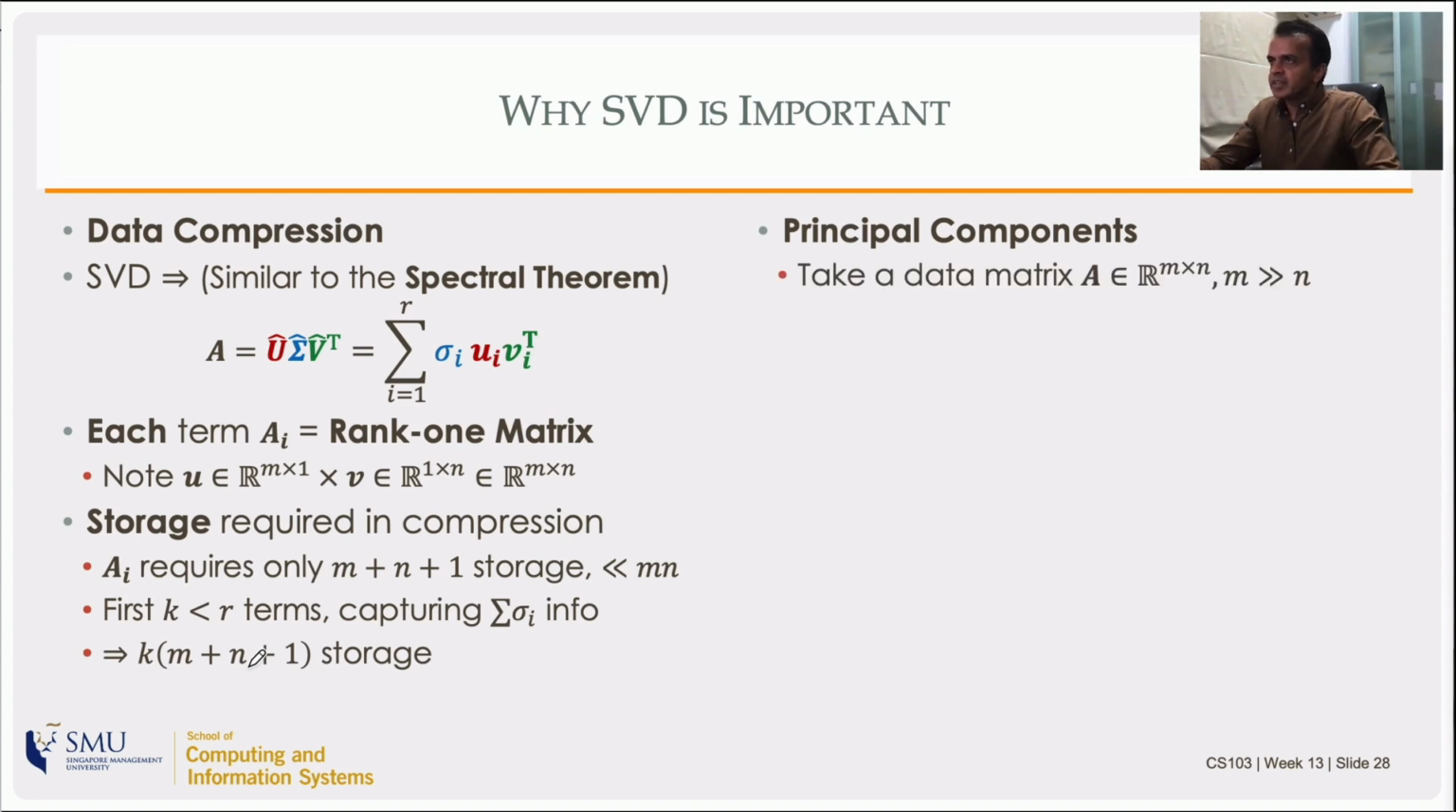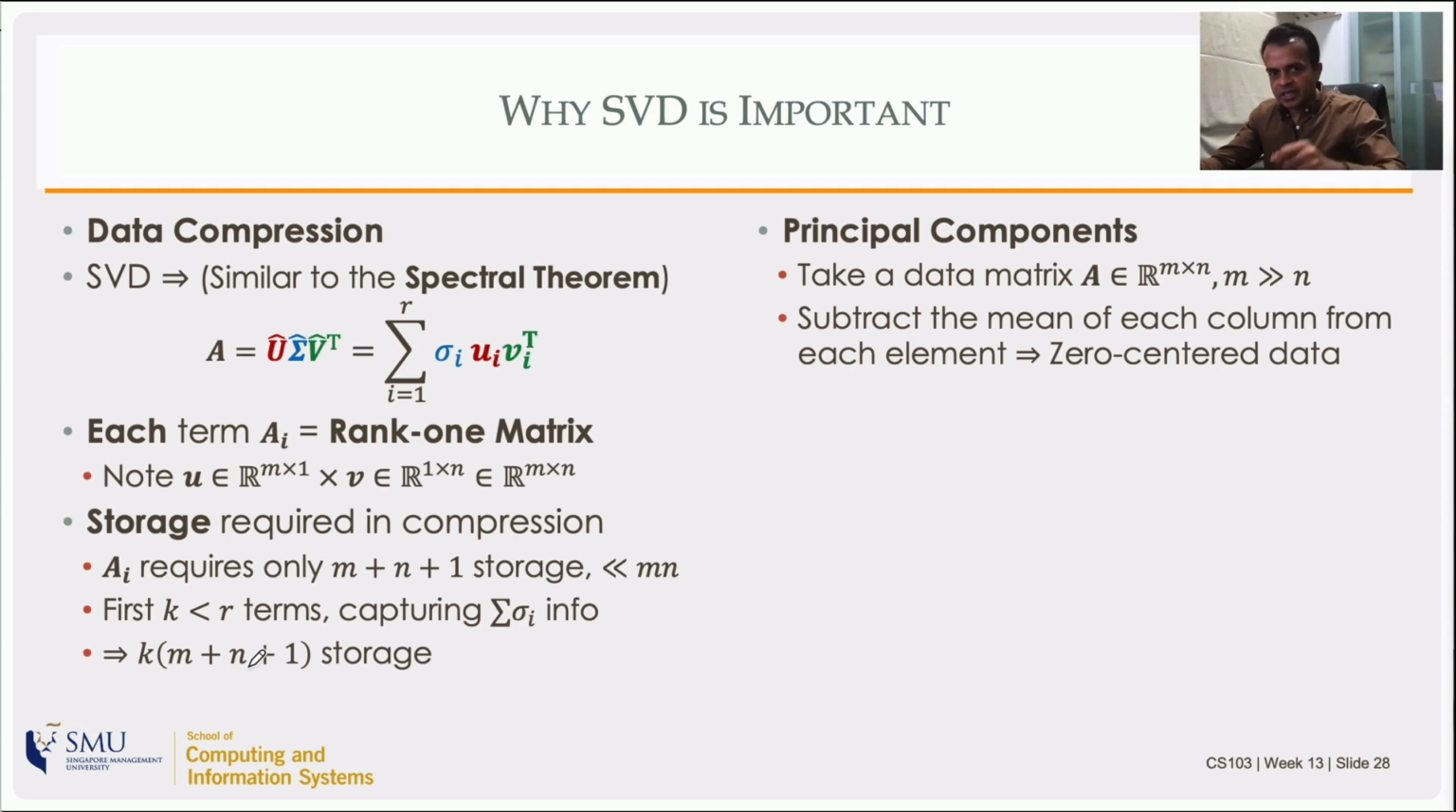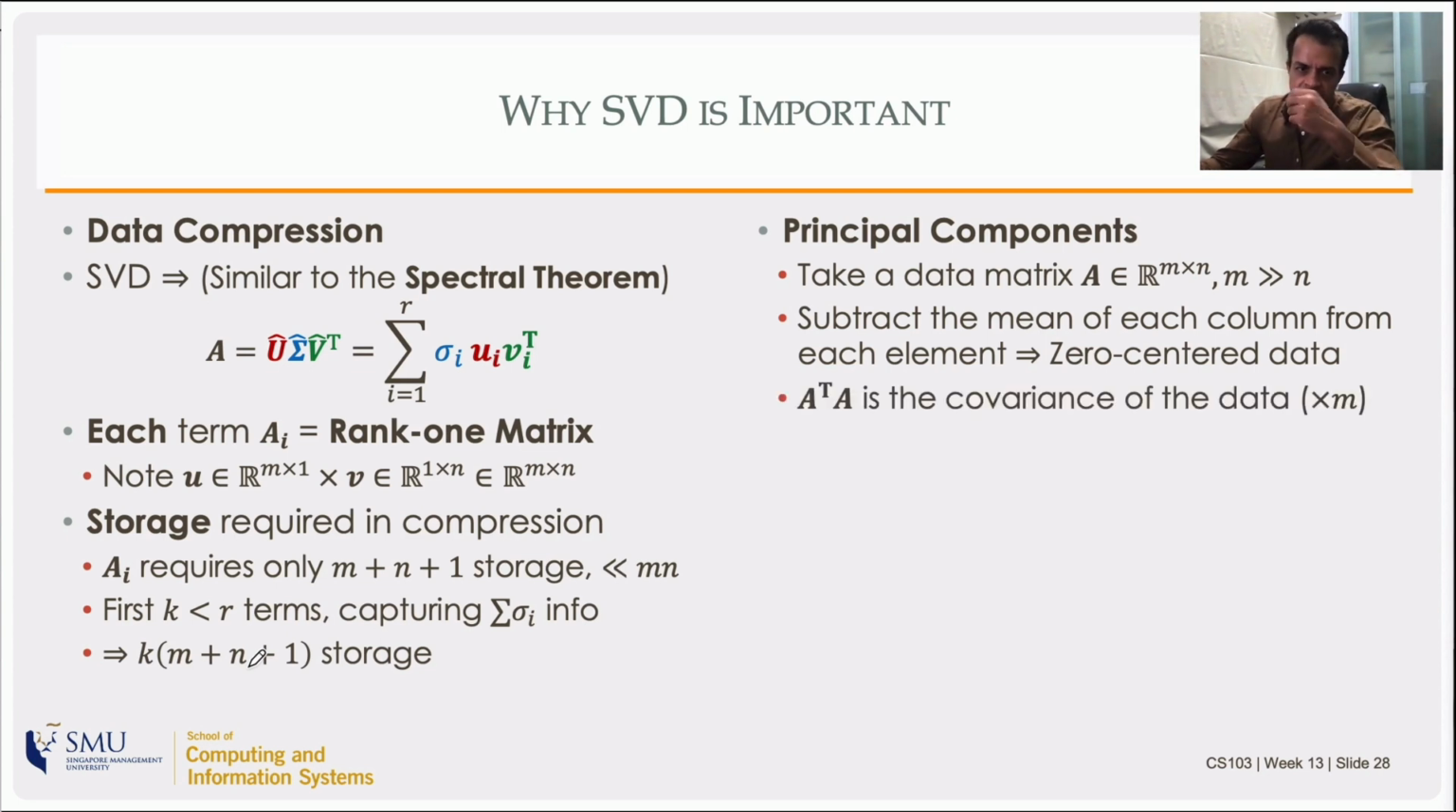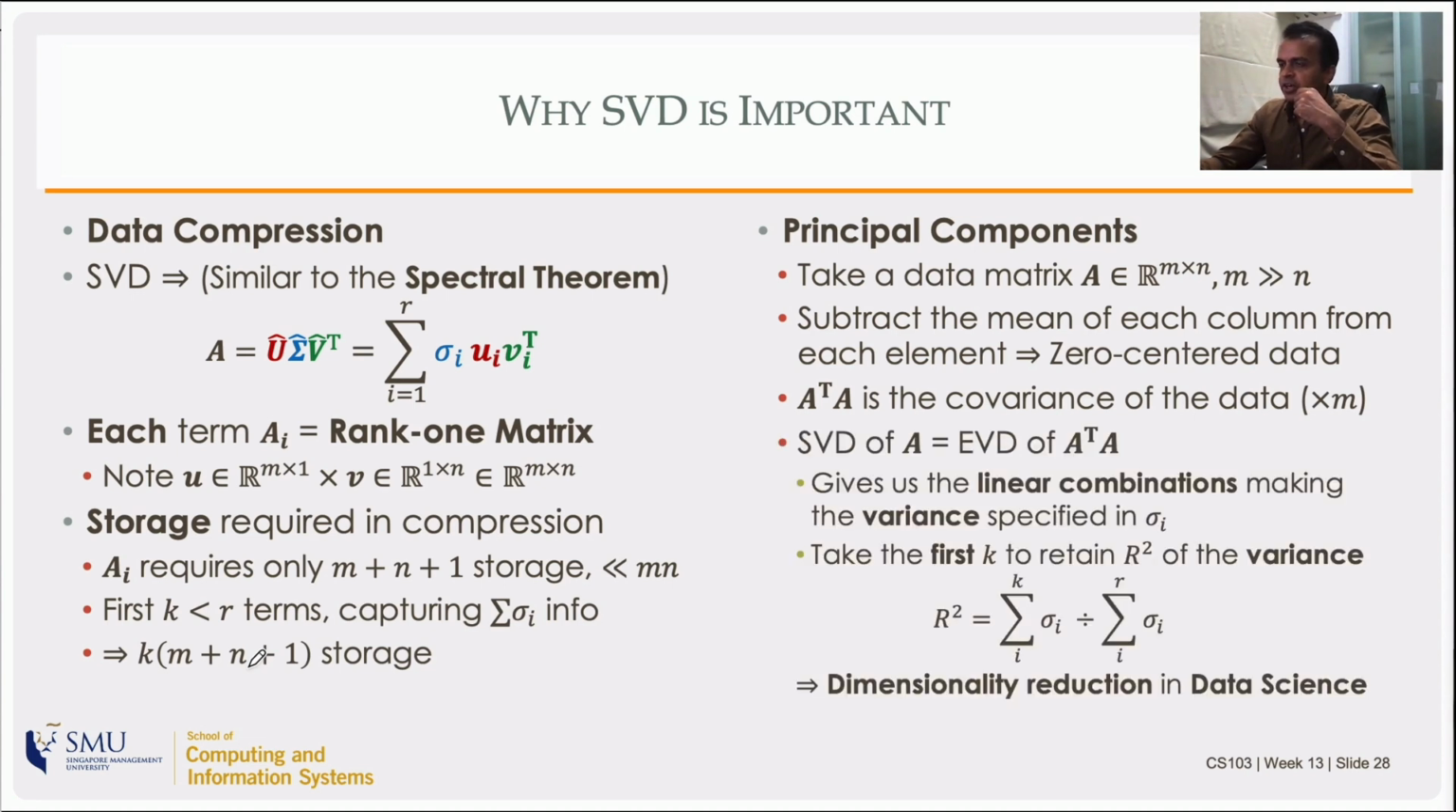The second application is much more important in terms of data science, which is principal component analysis. Take any data matrix, m by n. Typically, m is much larger than n because there are many more observations than variables. If you take the mean of each column and subtract it from each element of the column, that is called zero-centering the data. That means the data in each column will have a mean of 0 because you just subtracted it out. After that, if you take A transpose A, the Gram matrix, that is going to be proportional to the covariance of the data. If you write it out, you will see that it is actually the expression for the covariance, because you're subtracting the mean. Then that is the covariance times the number of observations.